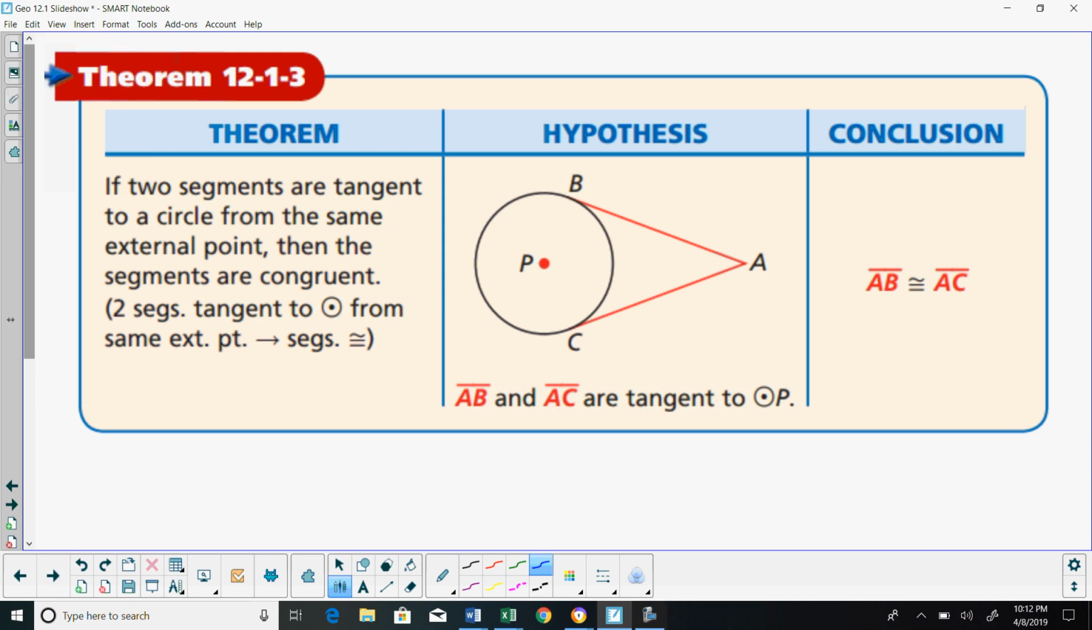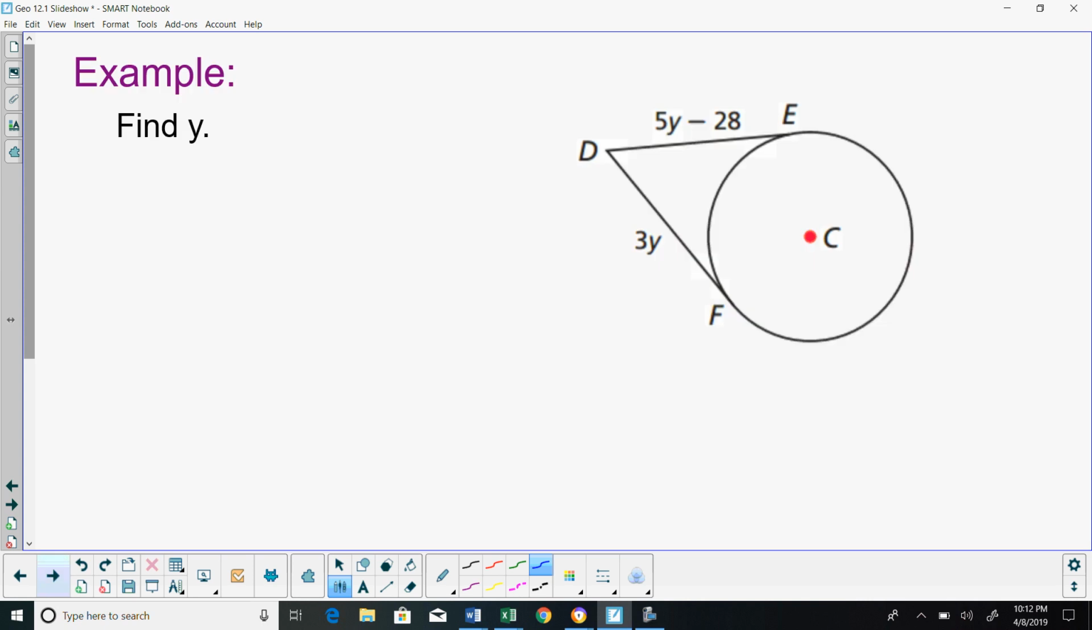All right, so let's take a look at this theorem. This one says if two segments are tangent to a circle from the same external point, then the segments are congruent. So if, for example, we have segment AB and segment AC, and they're both tangent to circle P, then we know that the two segments AB and AC are going to be congruent. So let's test out that theorem here. If we're trying to find the length of y, we know that segment DE is a tangent line, and we can see that DF is a tangent line. So these two segments have to be congruent.